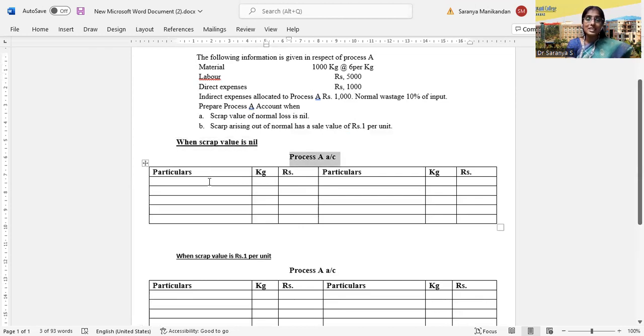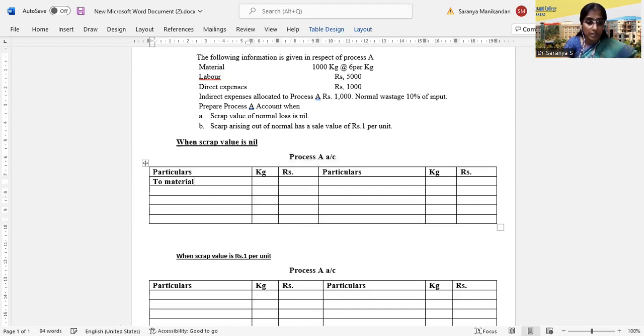We need to give 6 columns. First we will start with material, 1000 kgs. One kg costs rupees 6, so 1000 kg will cost 6000. The next item is labor, 5000 rupees. We need not fill anything in the per kg column, since it is given only for material, so we fill it only for the material. Then the third item is direct expenses, rupees 1000. So material, labor and direct expenses are done.